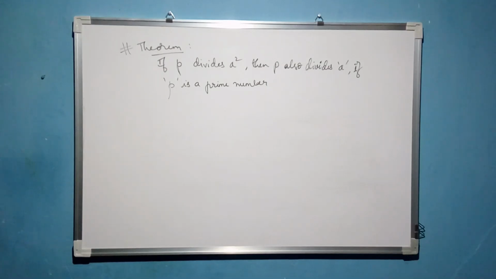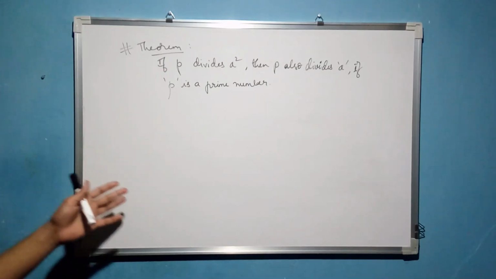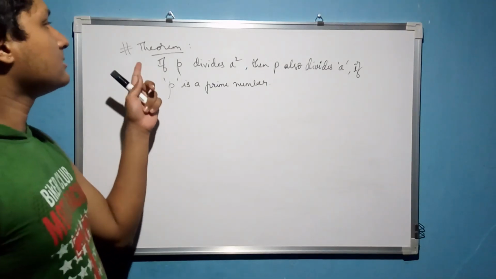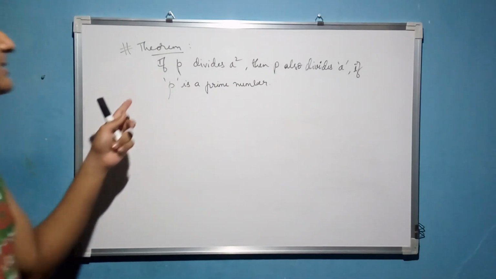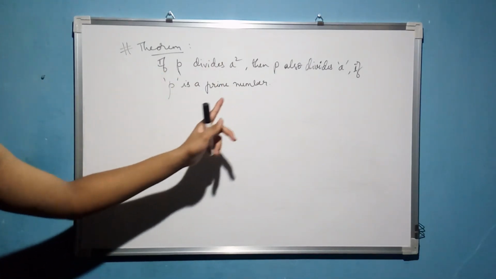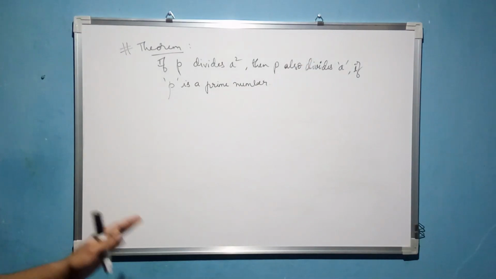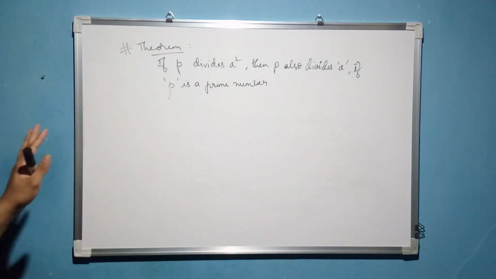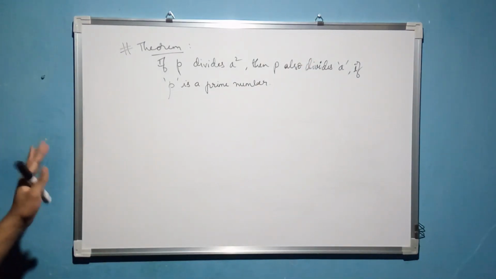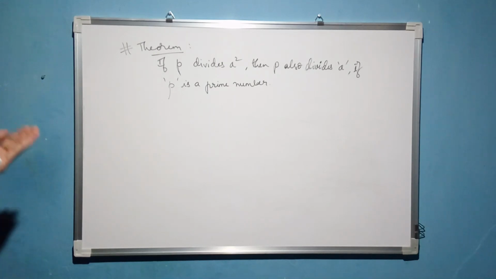The third, last but one, very important part of this chapter is the theorem. This theorem states that if P divides A square, then P also divides A, if P is a prime number. This is the theorem. We just understand this and leave it, because it just comes up as one of the properties that are used to prove a number to be irrational. That's it.